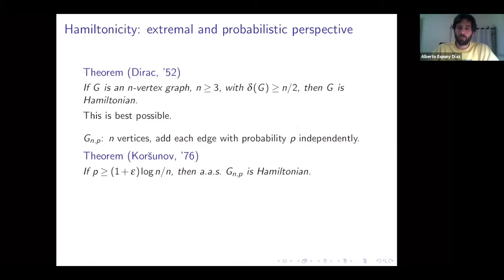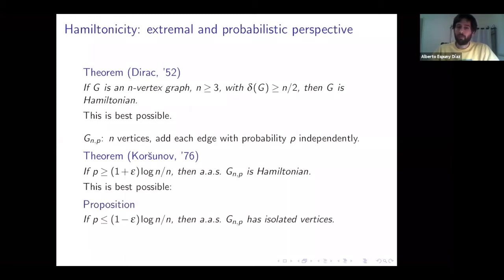What he proved is that as soon as the probability is slightly larger than log n over n, then with very high probability, GNP contains a Hamilton cycle. And again, this is best possible in the sense that if the probability is slightly less than log n over n, then with high probability, GNP has a few isolated vertices, and therefore it cannot have any Hamilton cycle. So somehow we have these two very different results, and both of them are best possible in the sense that you can't improve the minimum degree condition in Dirac's theorem, and you cannot lower the probability for Korshunov's theorem.